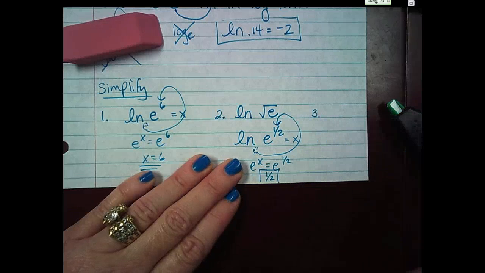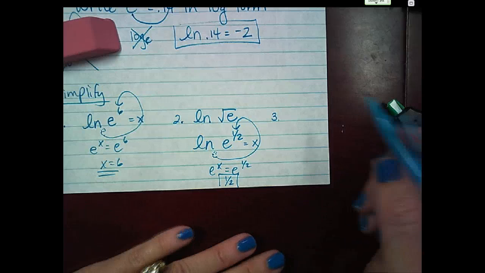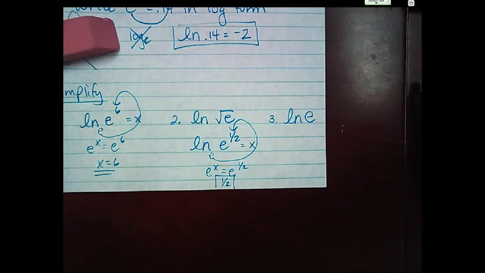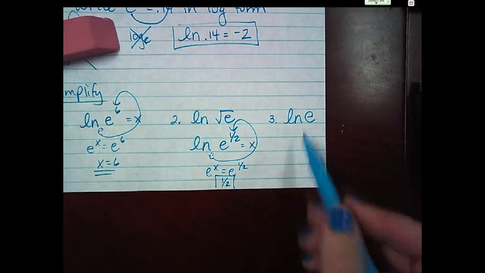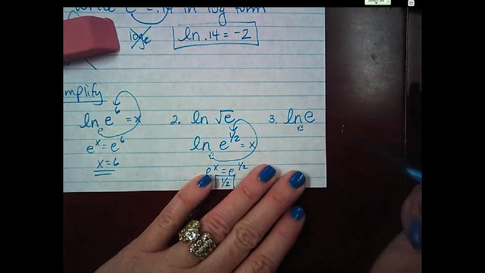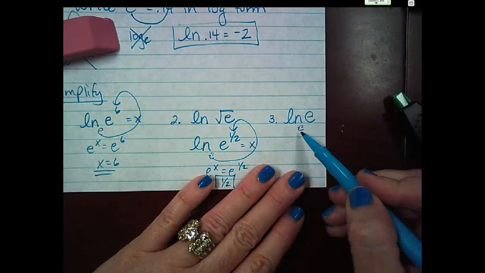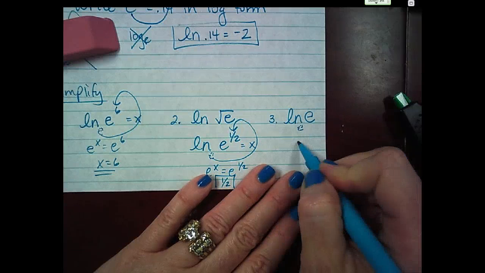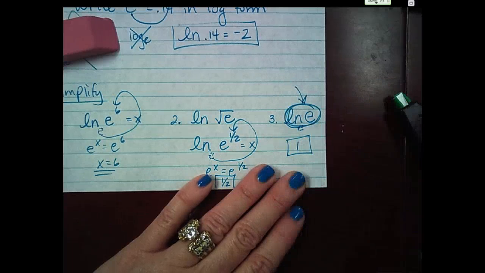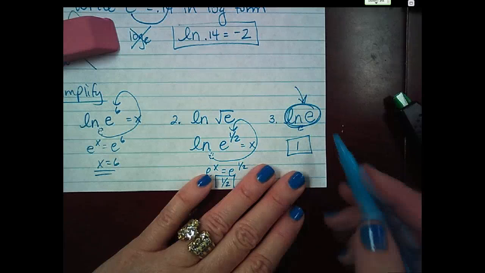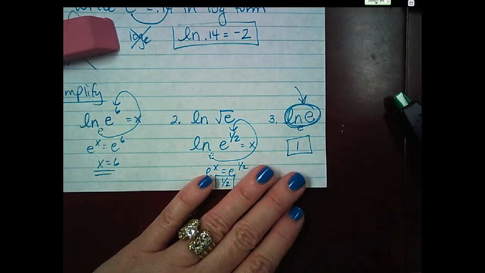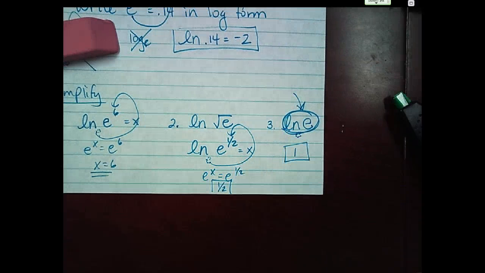Okay, now let's move to number 3. So now that you're understanding that, what about the natural log of e? What answer is the natural log of e? Well, what's the base of a natural log? The base is e. So what exponent gets me from e to e? 1, right? You guys will notice that anytime you see the natural log of e, the value is 1, because the exponent to get from e to e is just 1 every time.